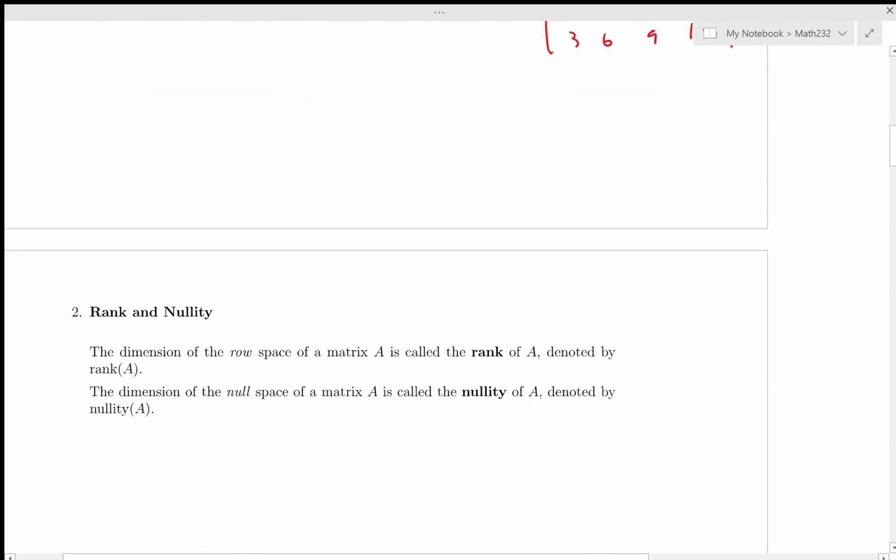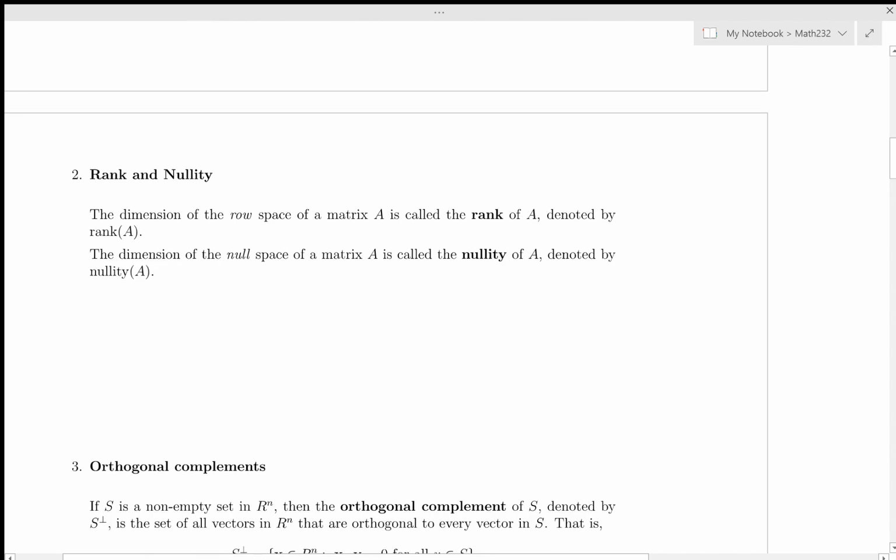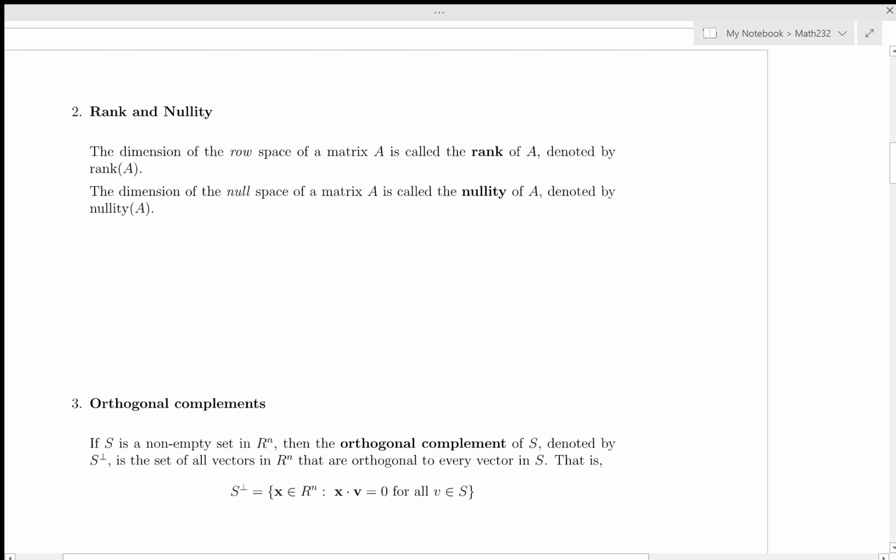All right, so another couple of words. There is a lot of vocabulary in this course. Rank and nullity. We call the dimension of the row space the rank, and we call the dimension of the null space the nullity. Then we have two more ways of denoting this: there's the rank of A, and then we have the nullity of A.